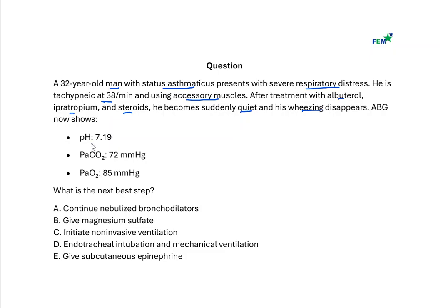Arterial blood gas shows that the pH is low, also not a good sign, because we know with asthma exacerbation, the pH is usually respiratory alkalosis. So when you start to see normal pH or respiratory acidosis, that means the patient is not compensating anymore and that patient needs to be intubated.